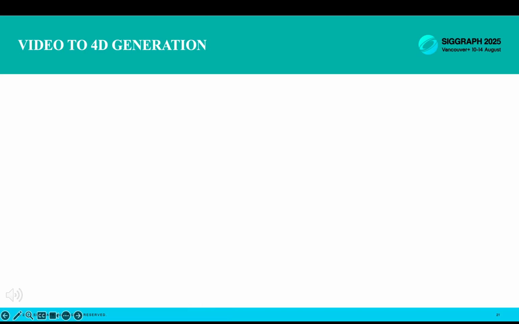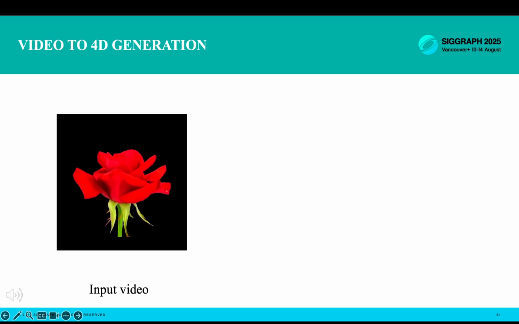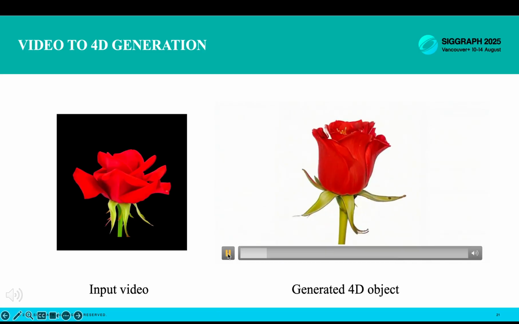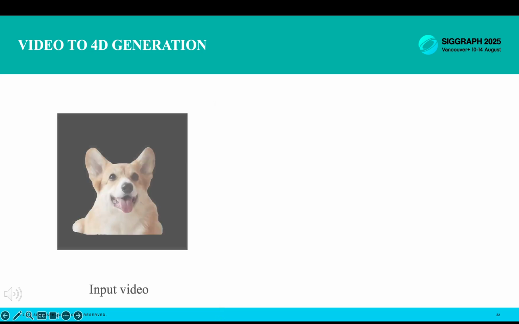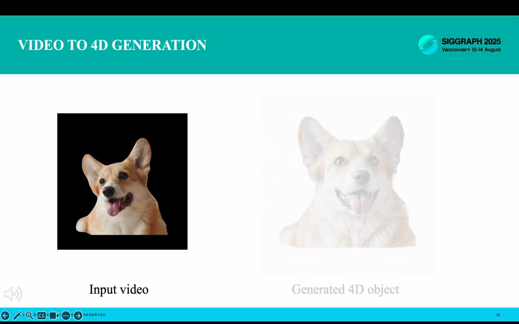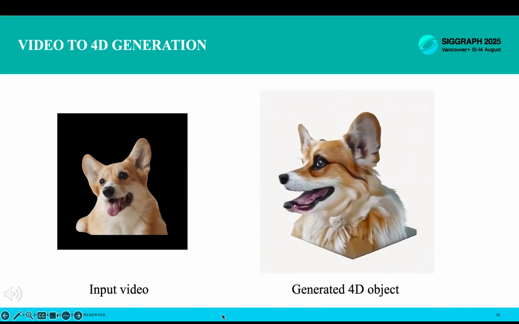On the next slide, the left side shows a video of a blooming rose. On the right is the corresponding 4D object generated by our model. The structure and fine details of the rose are well preserved. The next two examples show 4D results generated from dog videos. As you can see, the 4D details are clearly captured, and both spatial and temporal consistency are well maintained.